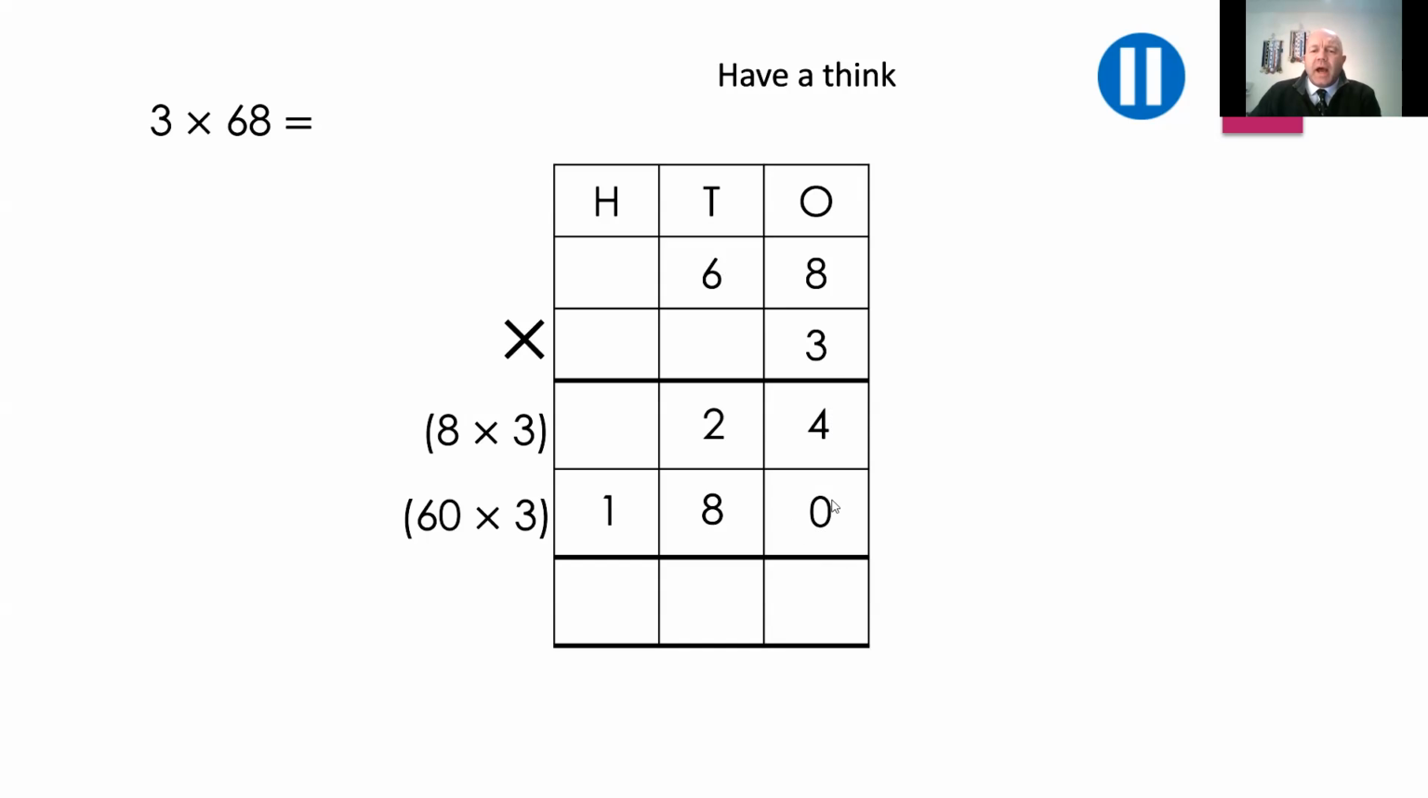And then finally, we add through, starting with our ones, 4 plus 0 is 4. In our tens column, 2 plus 8 is 10. So our 0 goes in the answer and we carry the 1, we carry the 10, and that comes into the hundreds column. And now we've got 1 plus the carry is 2. Okay, so 3 times 68 is 204.